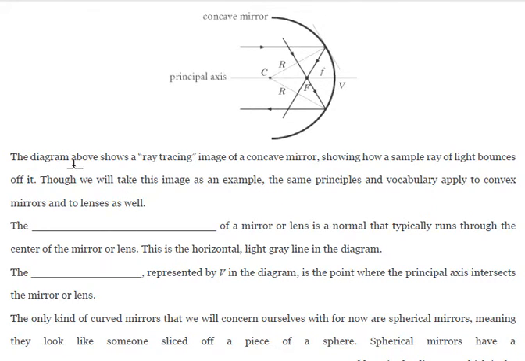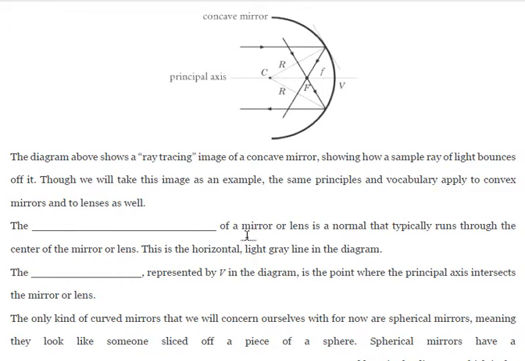So we're going to get into some diagrams. This set of notes happens to call them ray tracing. You might run into a few different names, but all we're doing is tracing out the way that a light ray would behave if it came into contact with the mirror. This one shows how a certain ray, well, two certain rays would bounce off of it. We're just going to take this as an example, but the same principles and vocabulary are going to apply to the other objects that we talk about as well.